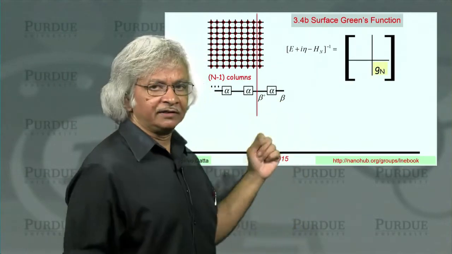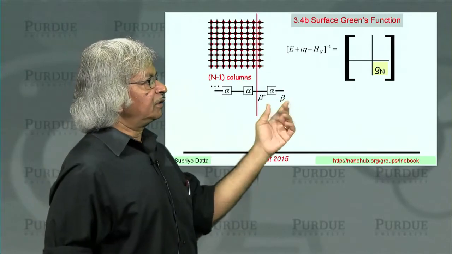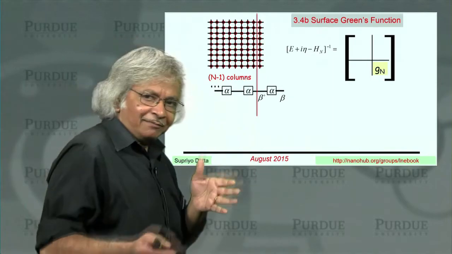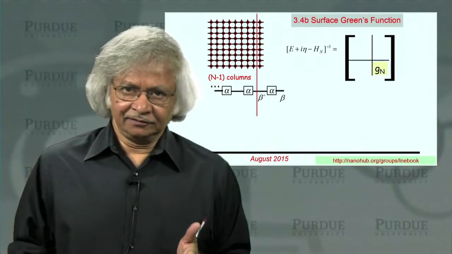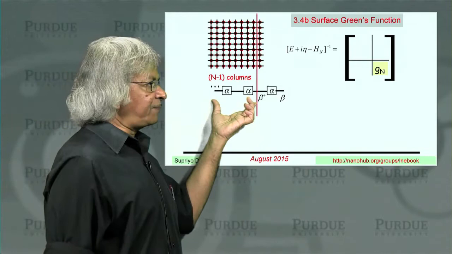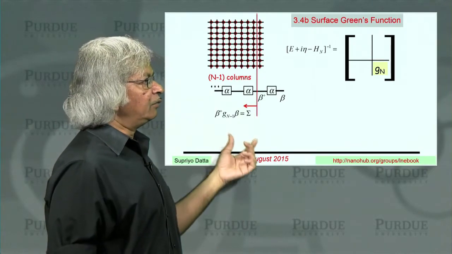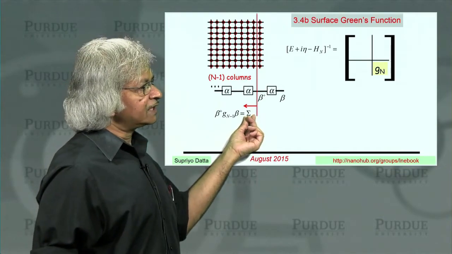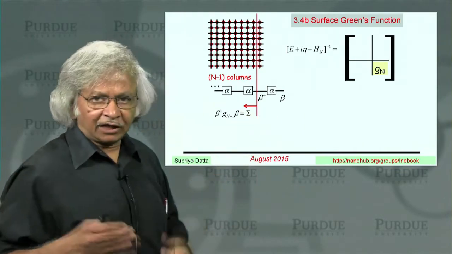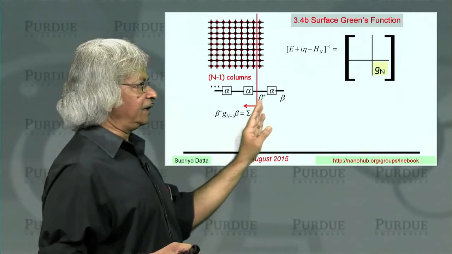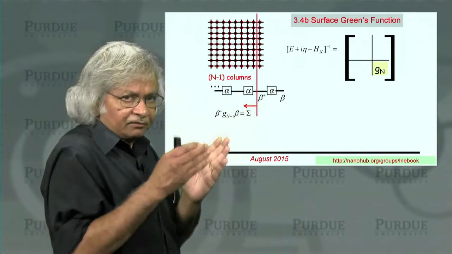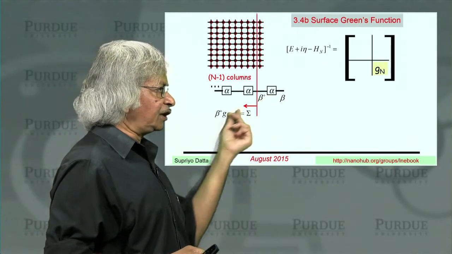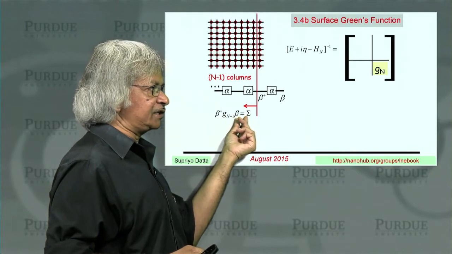So one way to find this would be to treat this as your device and the rest of it, the n minus 1 columns, as your contact. Because then, you see, you could represent this entire thing with a sigma, with this self-energy. And what would I use for the self-energy? Well, it would again be this tau g tau dagger. And of course, tau is the connection from this device to the contact, and that connection is beta dagger. So the tau is beta dagger and tau dagger is beta.